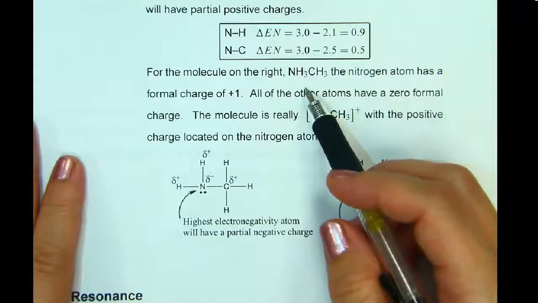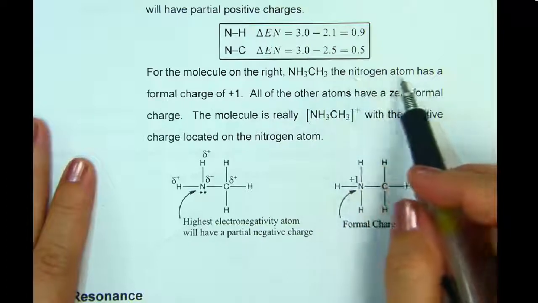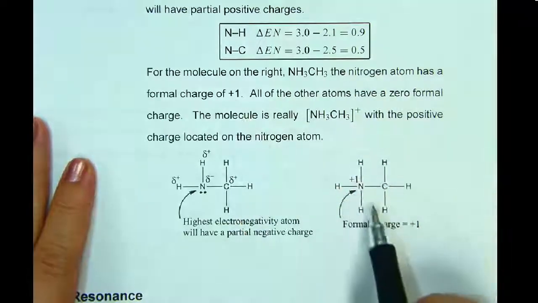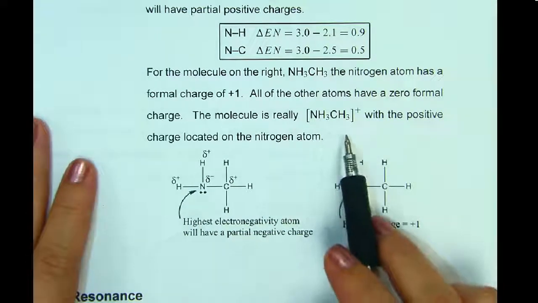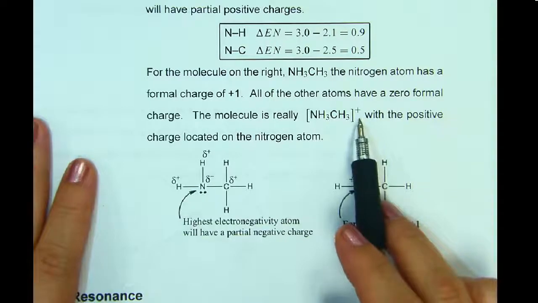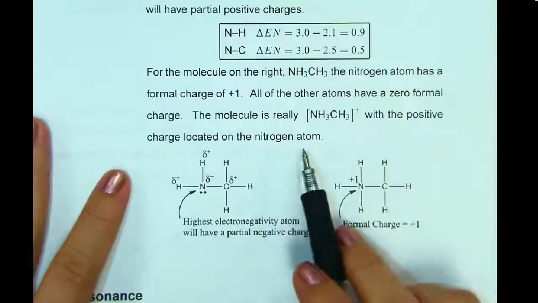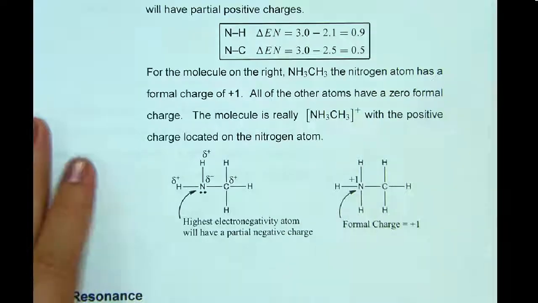For the molecule on the right, NH3CH3, the nitrogen atom has a formal charge of +1. All the other atoms have a 0 formal charge. The molecule is really NH3CH3 with an overall +1 charge, with the positive charge located on the nitrogen atom specifically.